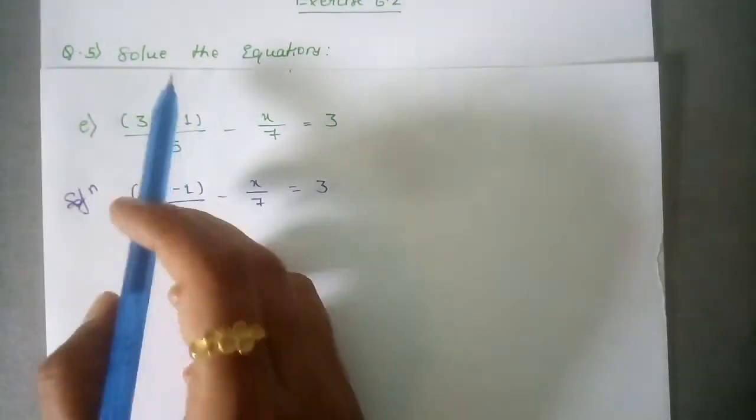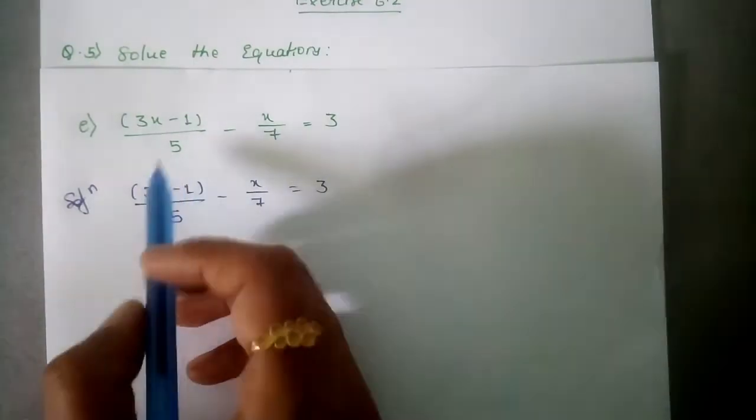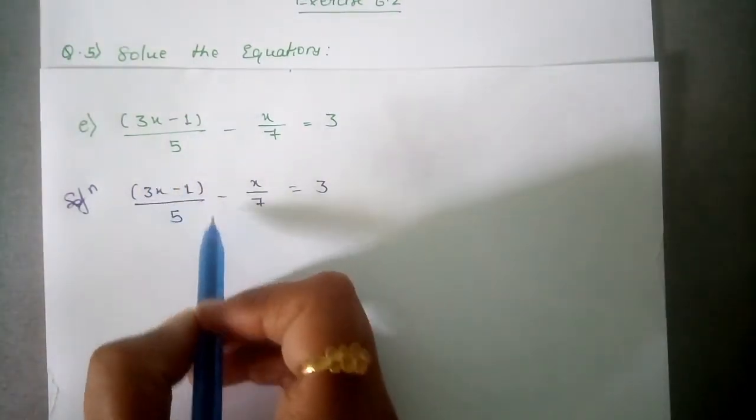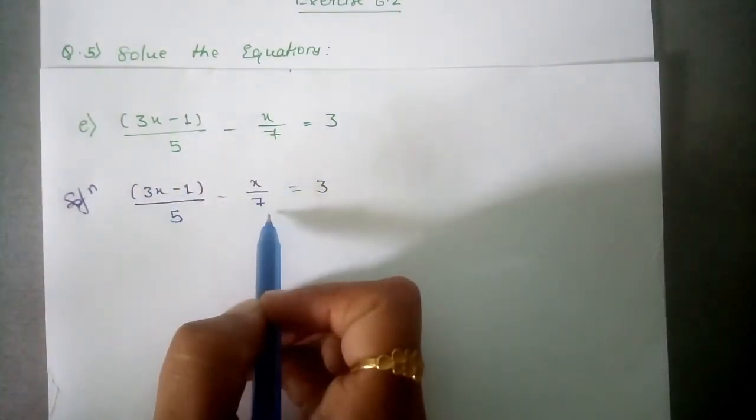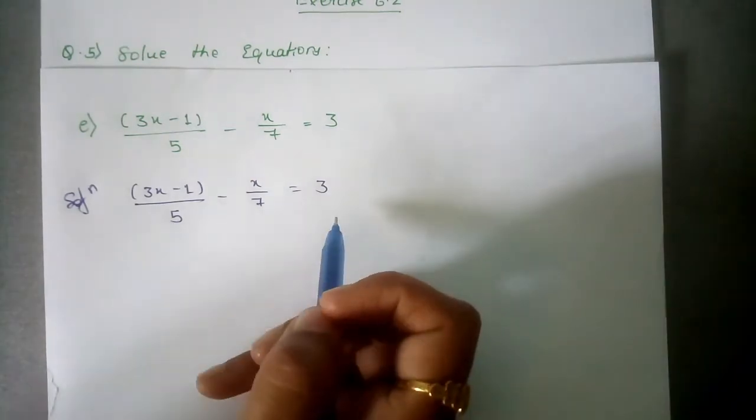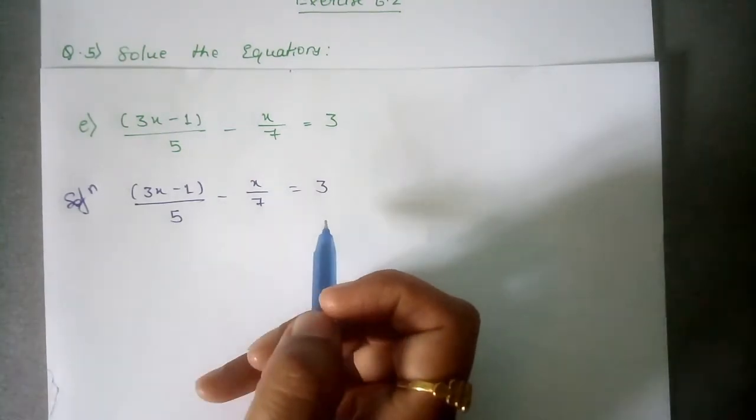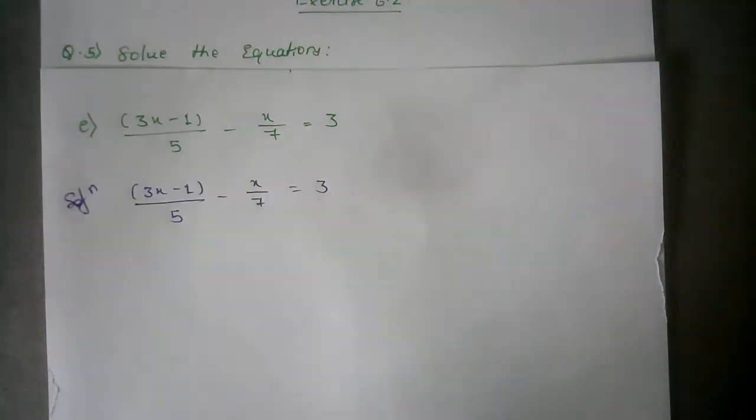Now what is given here in the question? It is given: solve the equation, and the equation is (3x minus 1) divided by 5 minus x divided by 7 equals 3. So here we have to simplify the equation, and after simplifying we have to find the value of x. Both terms are given in the form of rational numbers.